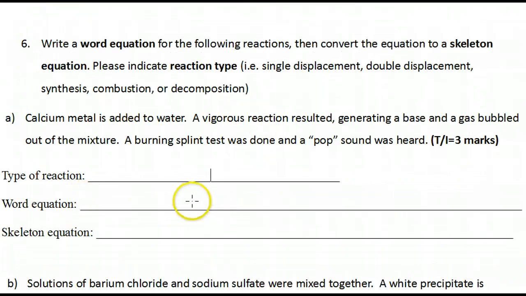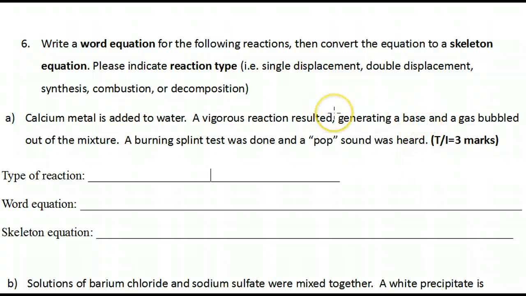Okay, so now we're going to look at this section of the test, and it is looking at writing word equations for the following reactants, and then converting the equation to a skeleton equation, and also indicating the reaction type, so whether it's single displacement, double displacement, synthesis, combustion, or decomposition. So the first one here says calcium metal is added to water, and a vigorous reaction resulted, generating a base.